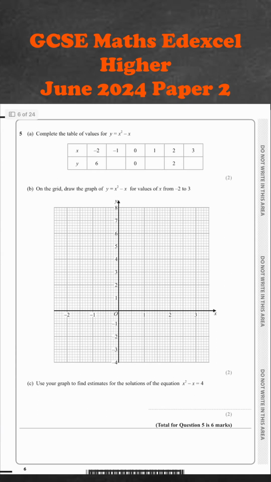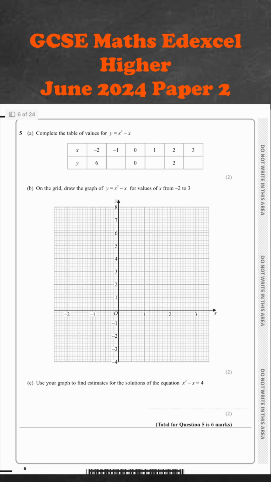Question 5. Complete the table of values for y equals x squared minus x. For x equals minus 1, x squared is just going to be 1, minus minus 1 is add 1, so that's going to be 2.